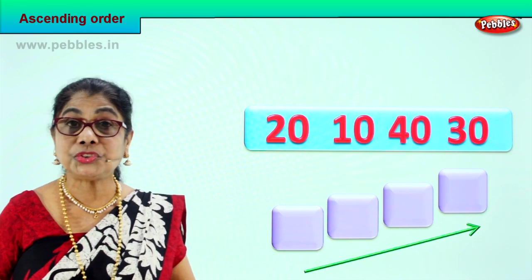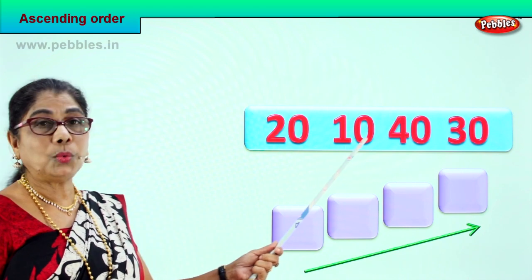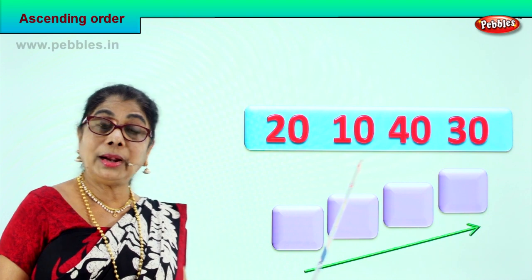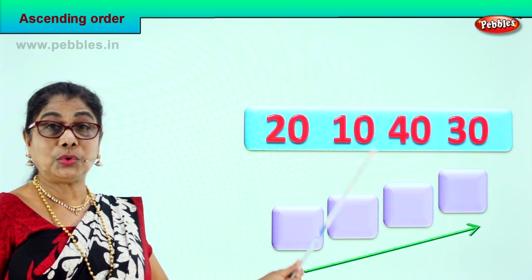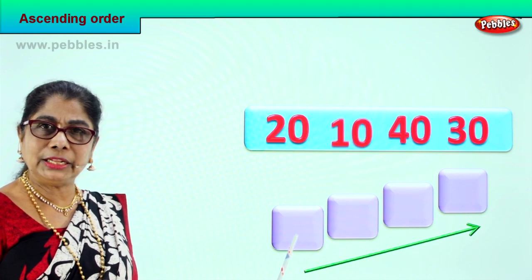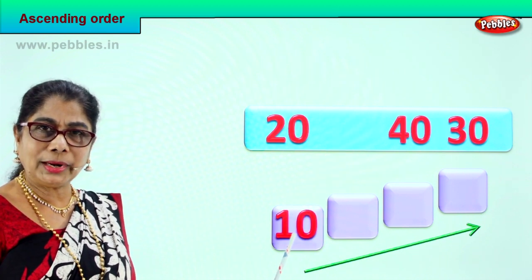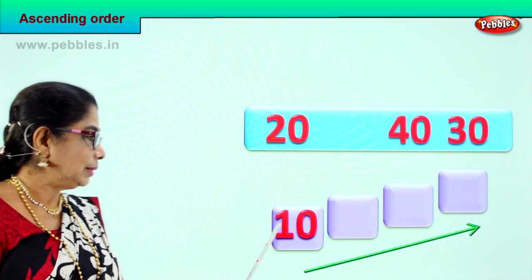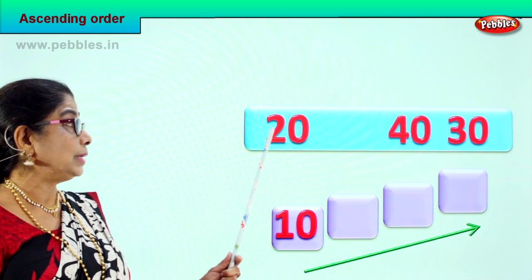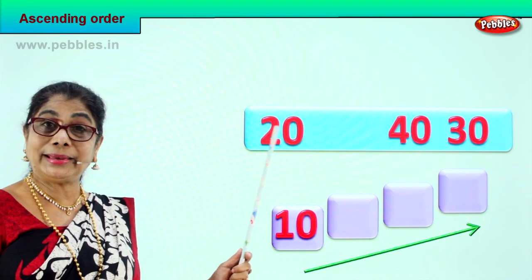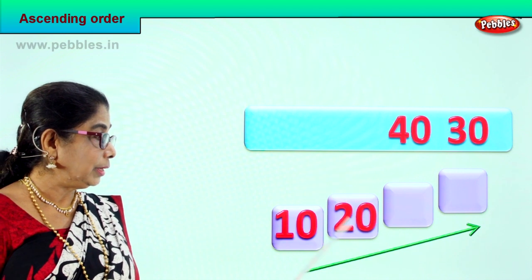So, which is the smallest, children? Surely, 1 ten is the smallest among all. 1 in the tens place, 0 in the ones place. So, that is the smallest, and we take and put it in this box. 1 and 0, 10, smallest among all. Next, we pick the 2 tens. 2 tens, 0 ones, 20. So, we take the 20 and put it here.